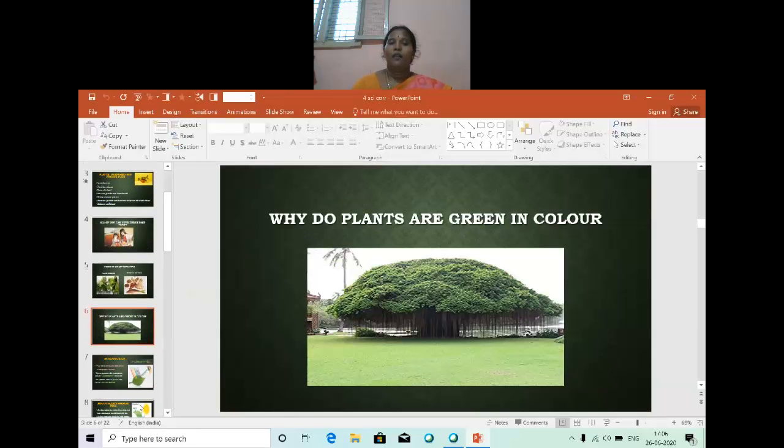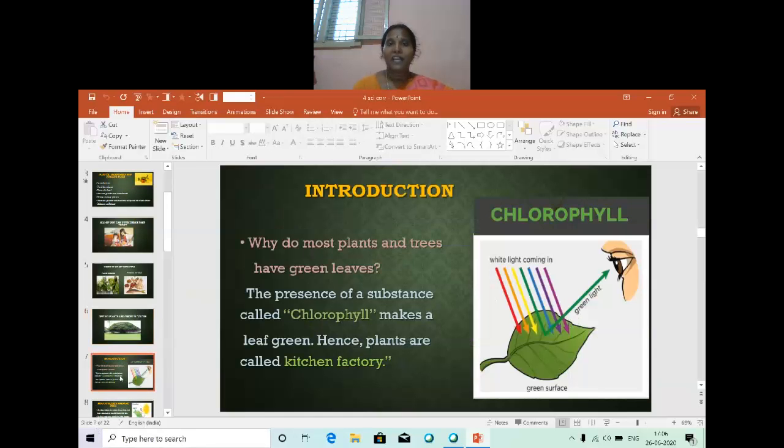See, why are plants green in color? Do you know? We can see now. We are seeing plants are looking green in color. Why are they looking green in color? Because they are having green leaves. So the green leaves make the plant green. Okay. Why are the leaves green?